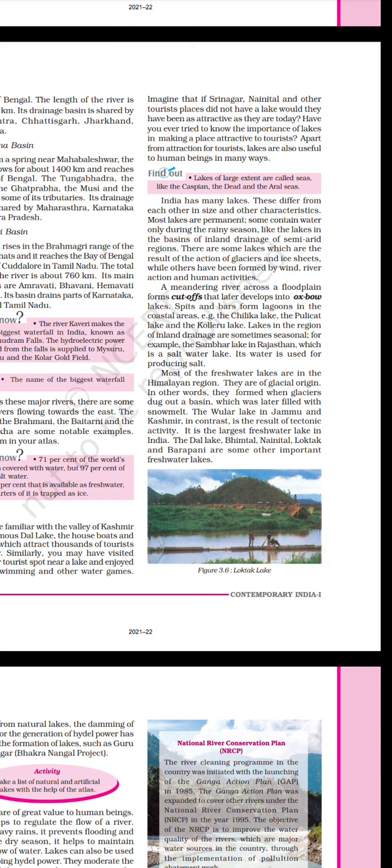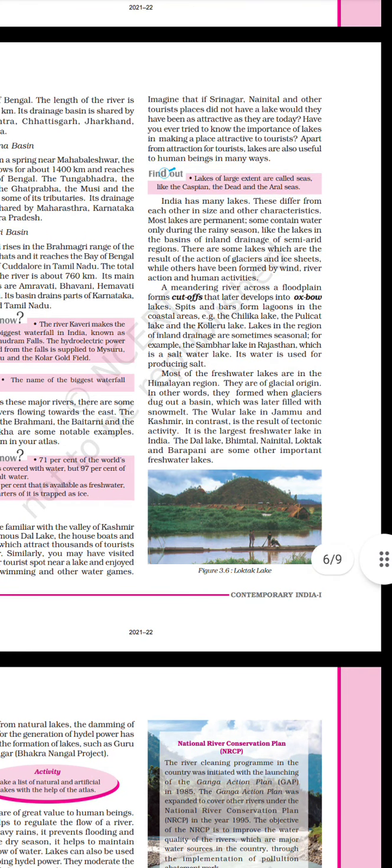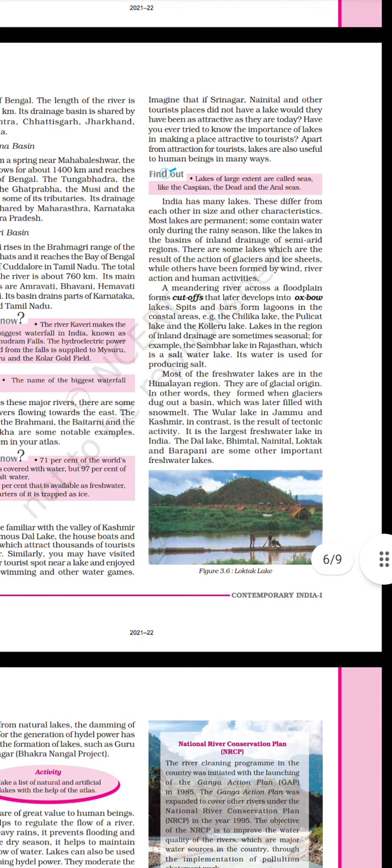Most of the freshwater lakes are in the Himalayan region. They are of glacial origin. In other words, they formed when glaciers dug out a basin which was later filled with snowmelt. The Wular Lake in Jammu and Kashmir, in contrast, is the result of tectonic activity. It is the largest freshwater lake in India. The Dal Lake, Bhimtal, Nainital, Loktak, and Barapani are some other important freshwater lakes. Take a look at figure 3.6. Loktak Lake.